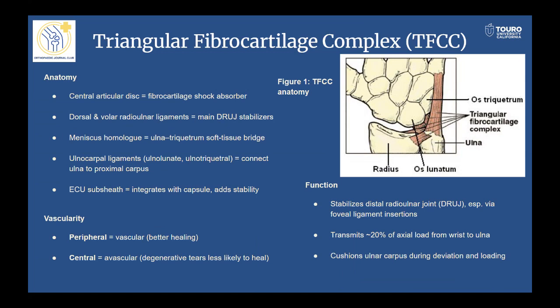About a fifth of the force through the wrist goes through the TFCC, like Rahman said earlier, and it absorbs a lot of stress when you bend the wrist towards the ulna. So in general, the important takeaways here are that a central disc tear won't heal because it has no blood supply. However, peripheral tears will, and it's a really important piece of stability.